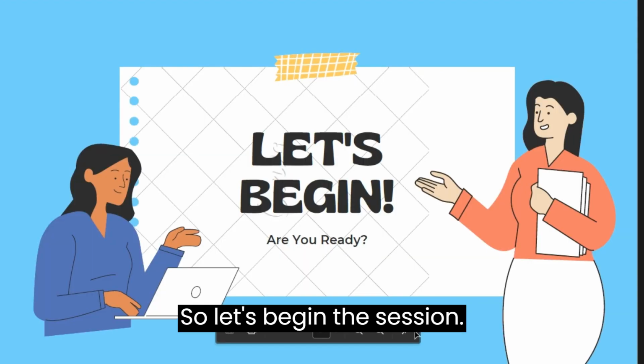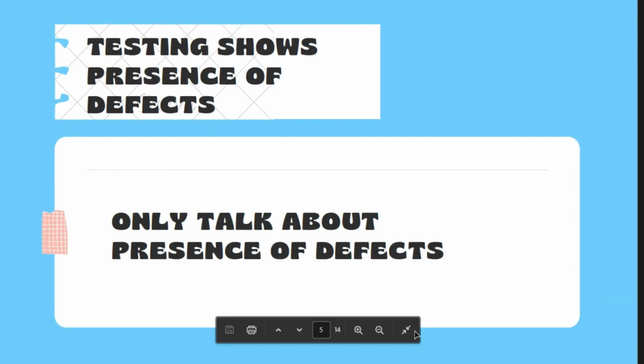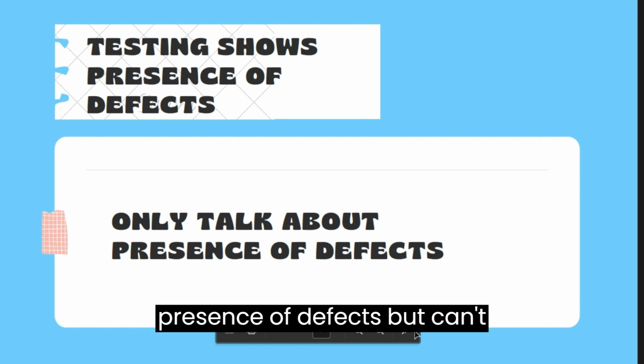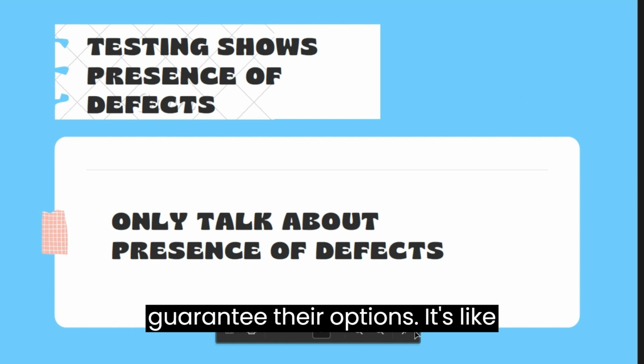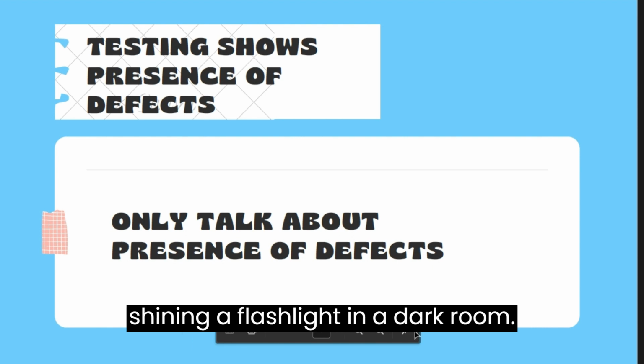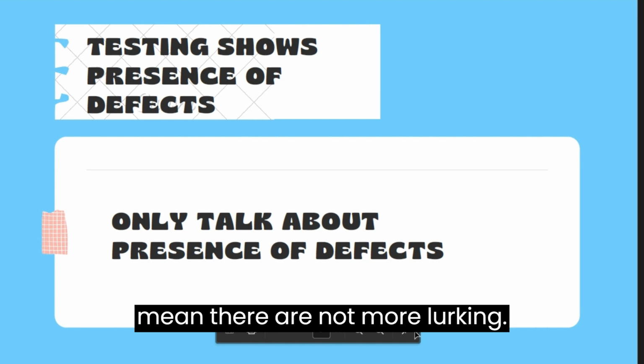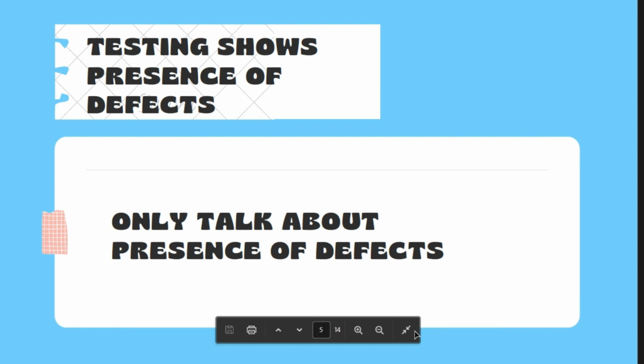So let's begin the session. First principle states that testing reveals the presence of defects but can't guarantee their absence. It's like shining a flashlight in a dark room. You may find some issues, but it does not mean there are not more lurking.